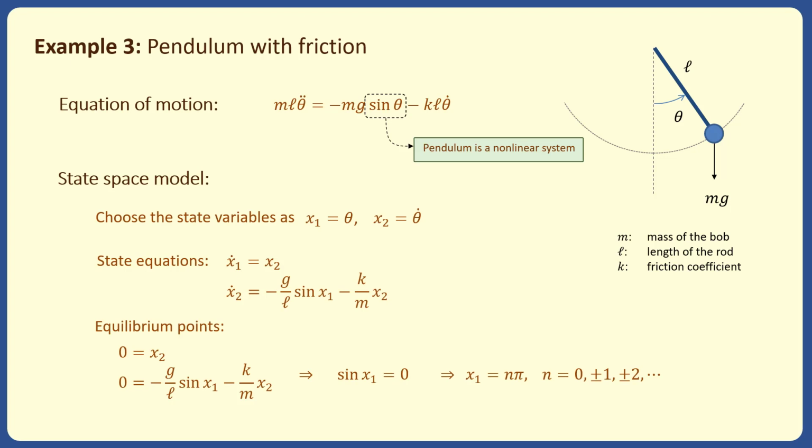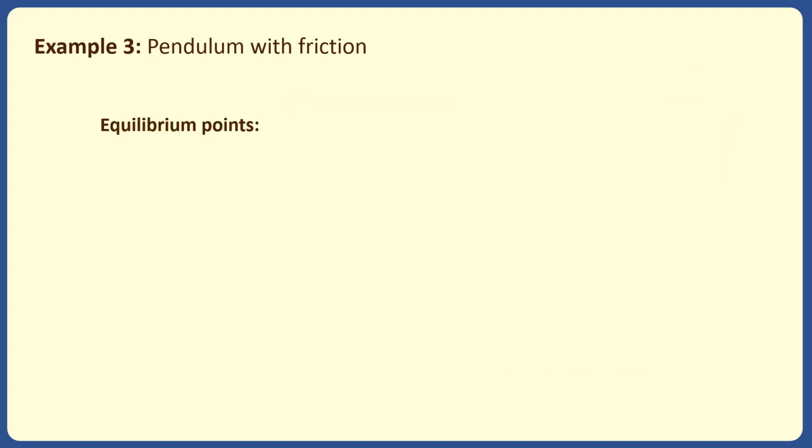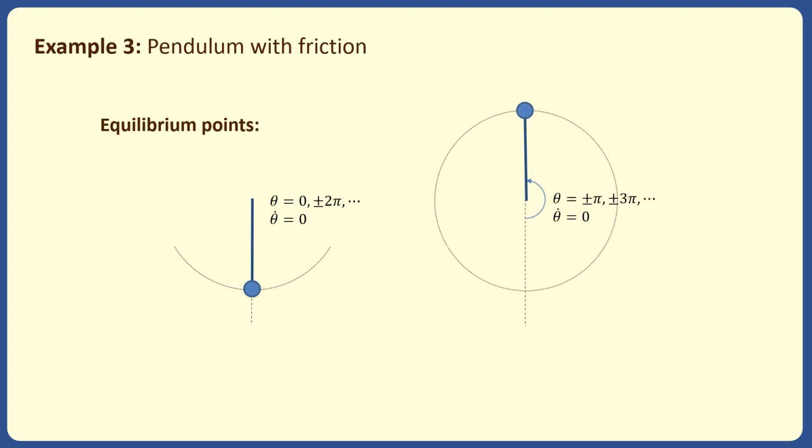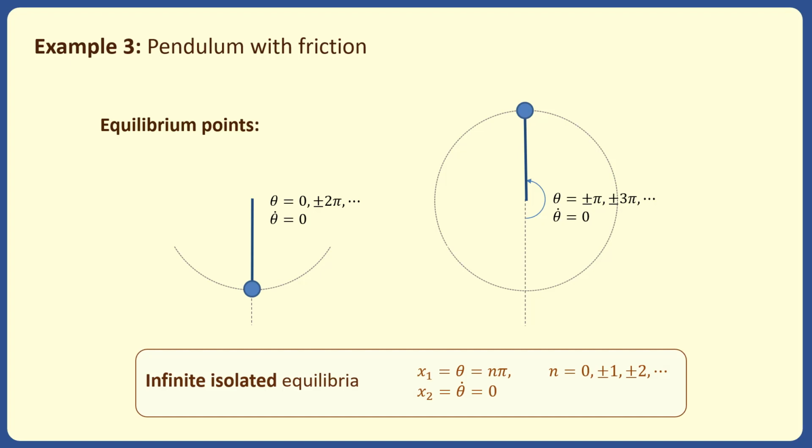We know that a pendulum has only two stationary positions, when the bob is hanging straight down and when it's at the topmost position. The equilibrium points are repetitions of these two positions. The pendulum might have full swings and finally rests at one of these two positions. So this system has infinite number of isolated equilibrium points at which theta equals n pi, where n is an integer and theta dot is equal to 0.